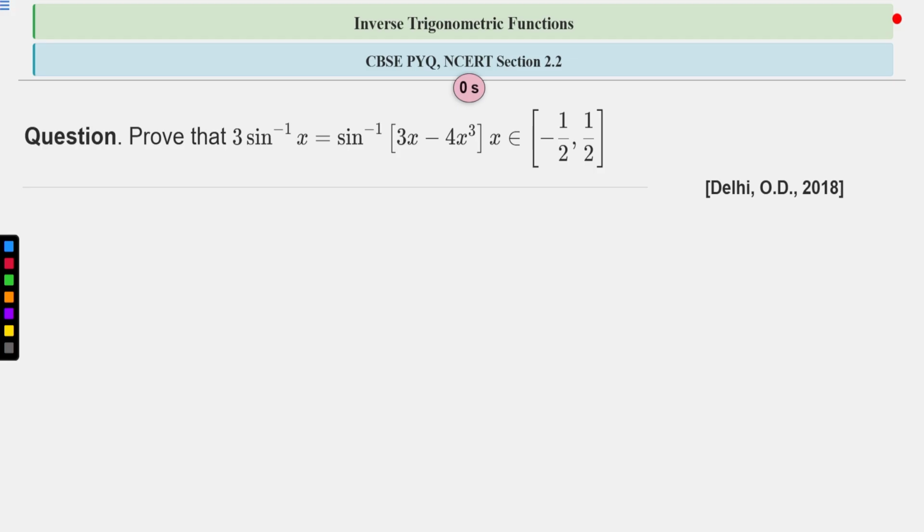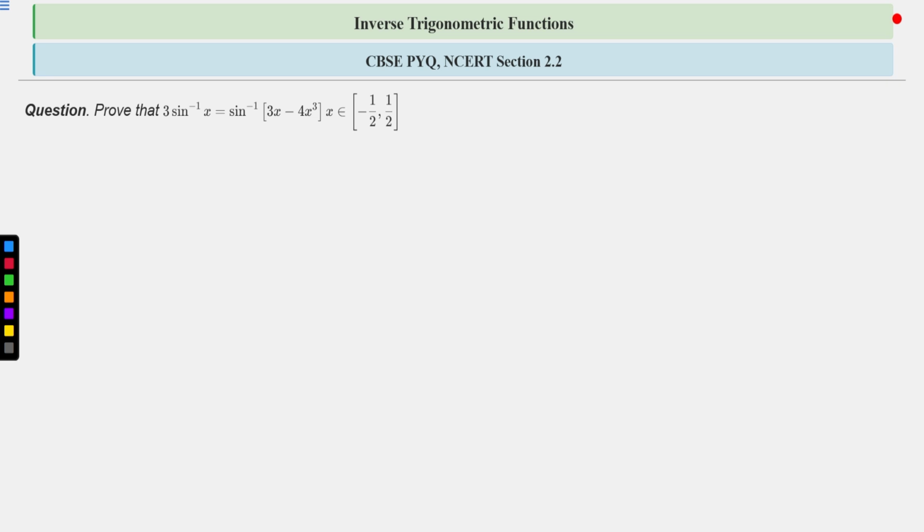Okay, let's move to the solution part. We have to prove that 3 sine inverse x is equal to sine inverse of 3x minus 4x cube, when x belongs to minus 1 by 2 to 1 by 2. So in the RHS, let us put x equal to sine theta.